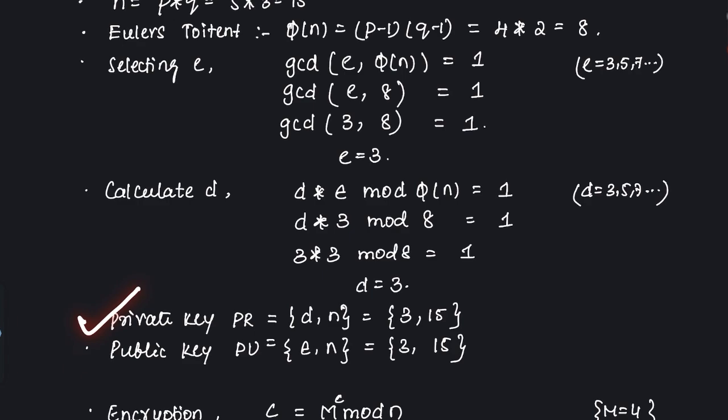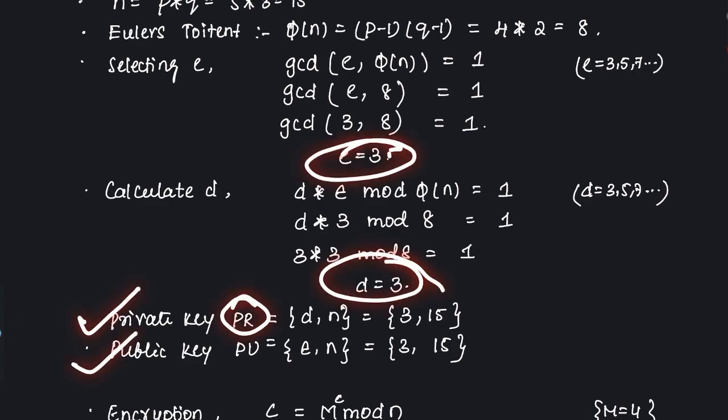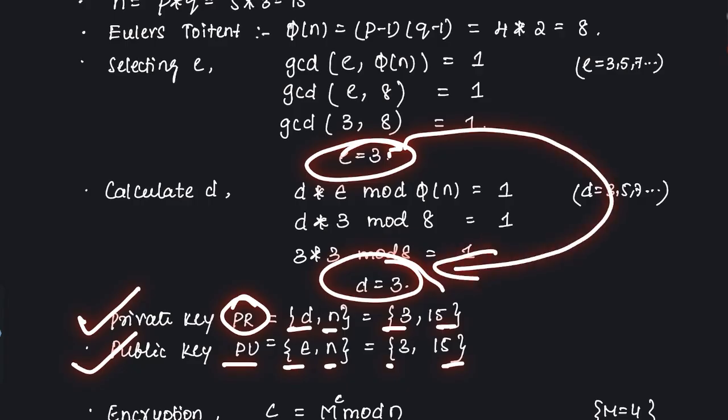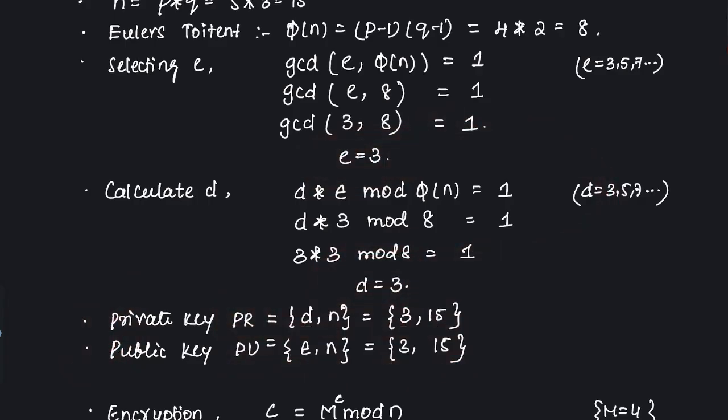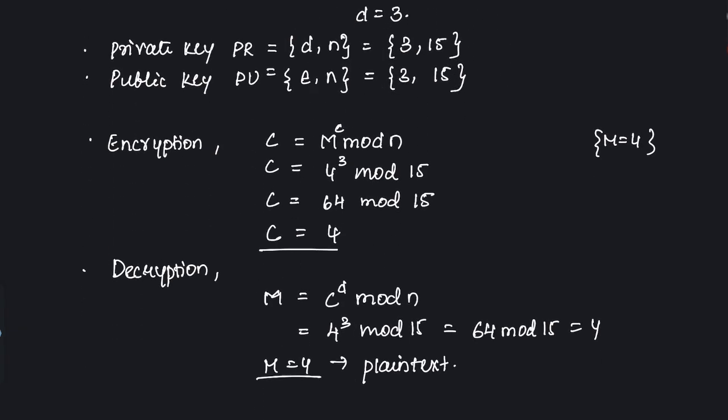Next, private key and public key. So I have obtained the values of E and D. Let me write it this way. Private key is D comma n, that is 3 comma 15, and public key is E comma n, that is 3 comma 15. Here the E value and D value are the same, but it need not be the same always. Just in this question it is the same. Okay. So after obtaining the keys, we have to perform the encryption and decryption.